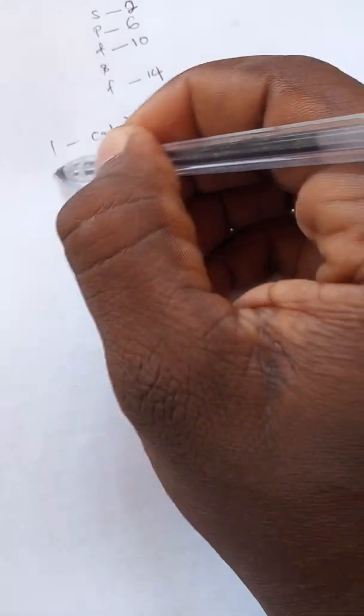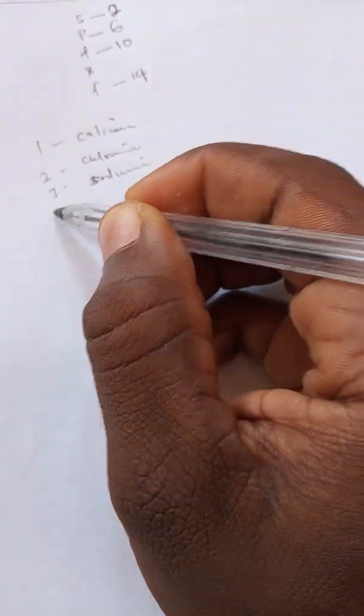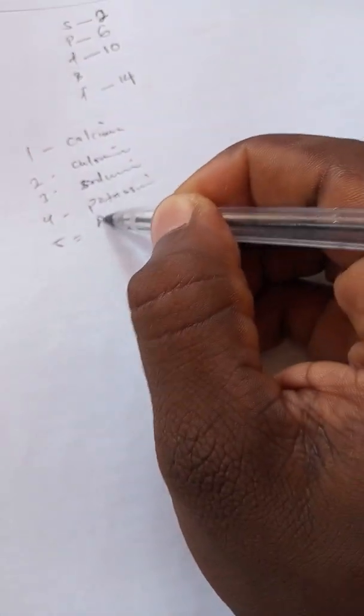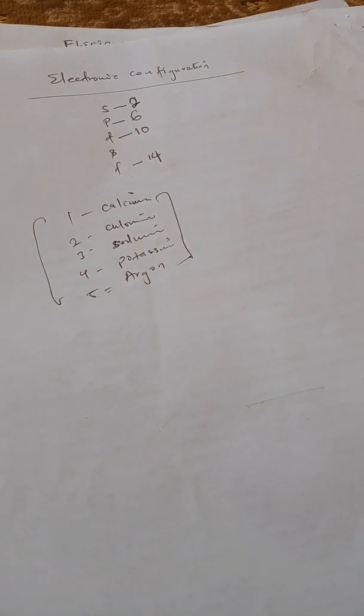Now, how can we analyze the electronic configuration of an element? For that, let's select 5 basic elements and then give out the electronic configuration. Let's say calcium, let's say chlorine, let's say sodium, let's say potassium, let's say argon. And let's analyze the electronic configuration of these 5 basic elements that we have.